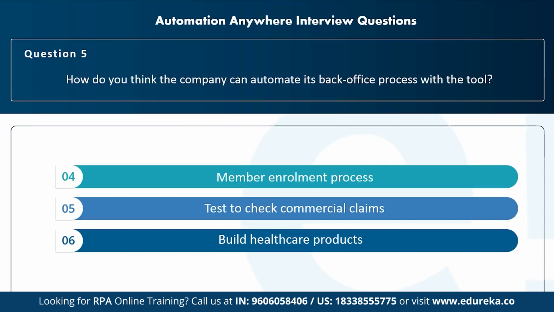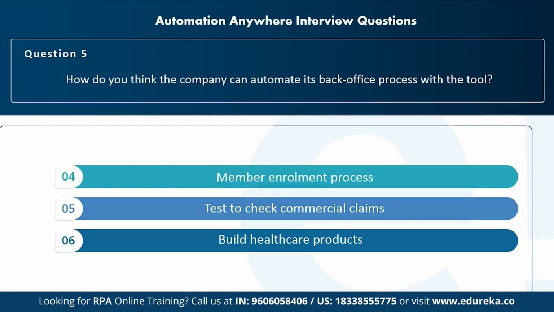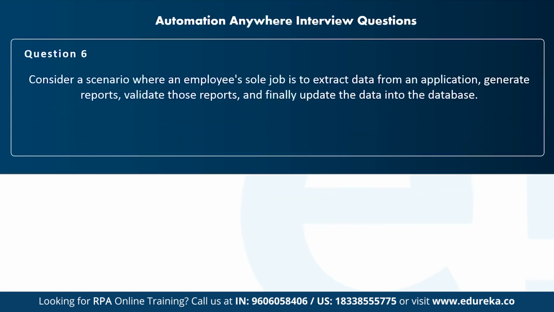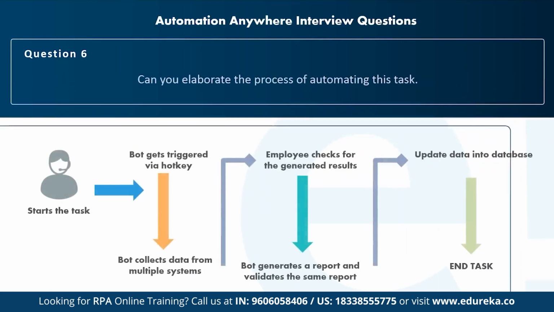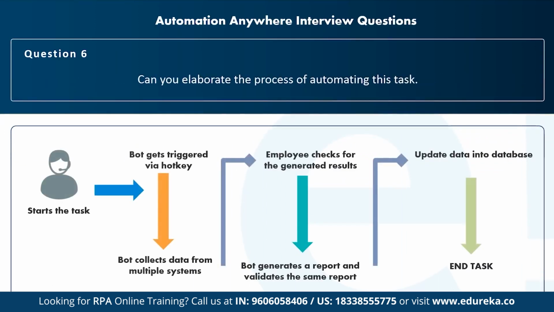So guys, these are the mainly three processes that can be automated in the health insurance company and thus reduce the manual workforce and also automate maximum of its back office processes. Now moving on to the next question, that is, consider a scenario where an employee's sole job is to extract data from an application, generate reports, validate those reports, and finally update the data into the database. Now the question is, can you elaborate on the process of automating this task?